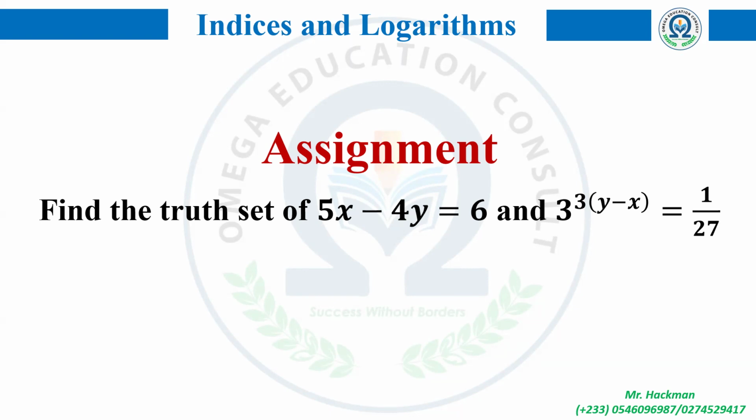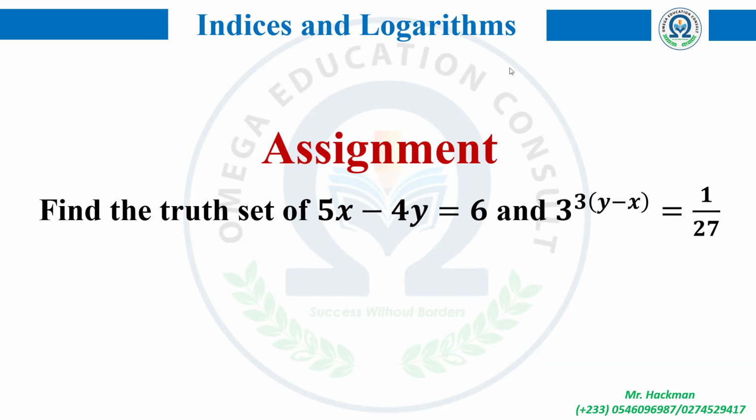In today's lesson, we have a simple, short task. We are going to look at the solution to the assignment that was given in our previous lesson, and we are still looking at indices and logarithm. In our previous lesson, we zoomed in on exponential equations leading to simultaneous equations, where one of the equations could be in the normal form, and the other equation would be in the exponential form. So at least one of the two equations must be in the exponential form.